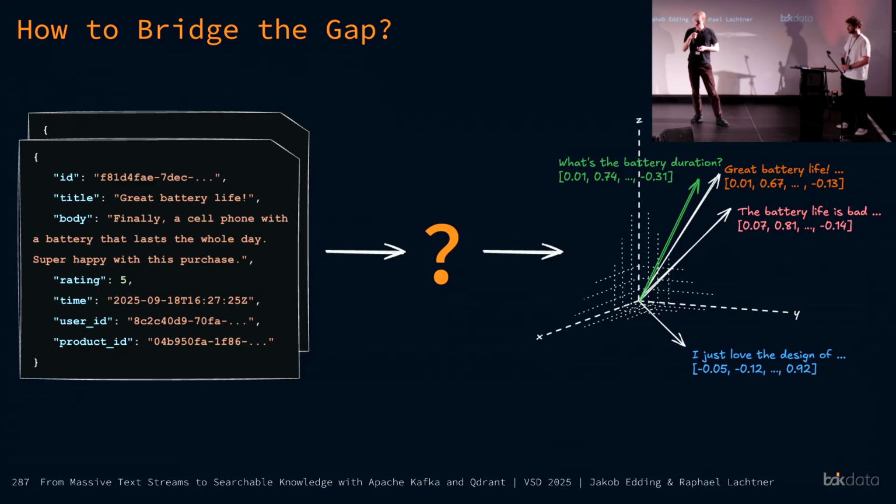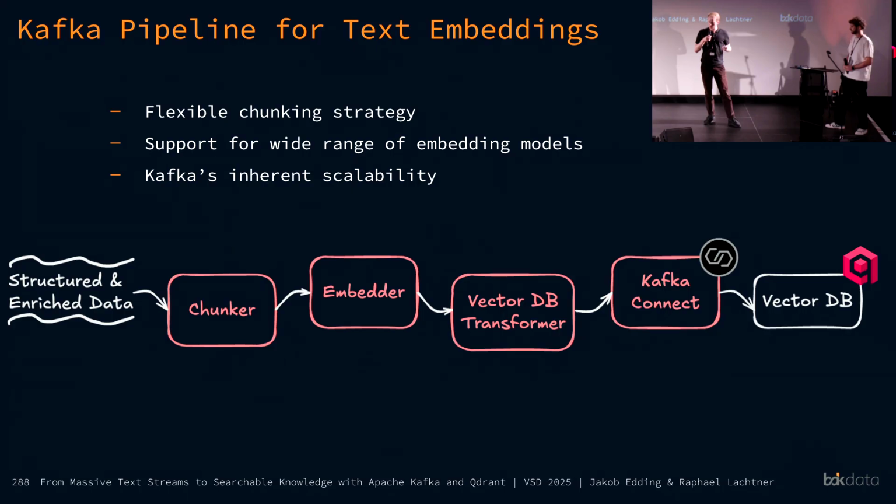semantically search them. And also, and that's something that we are very familiar with at Bakdata in terms of stream processing, we want to also put the challenge on top that these reviews are continuously produced over time, and of course you also want to have these new reviews searchable as soon as possible. And so then the question that arises from that is, how can we bridge this gap? And we designed a Kafka pipeline for that.